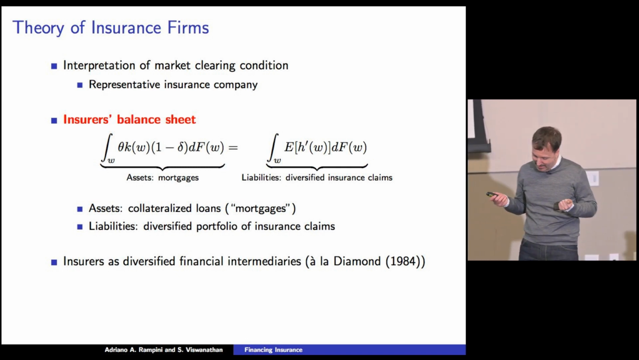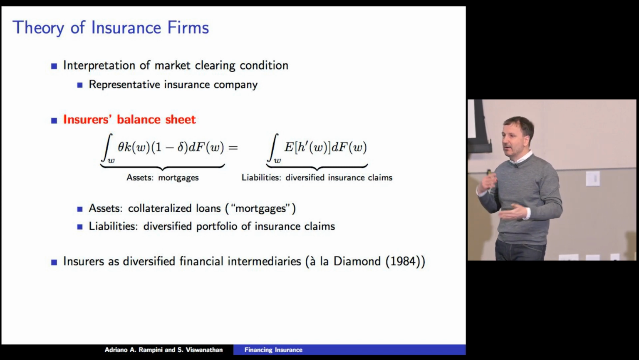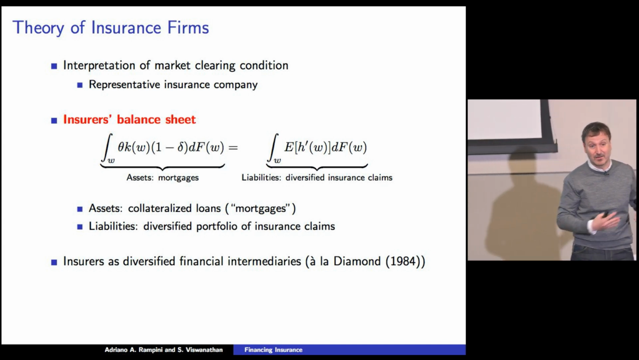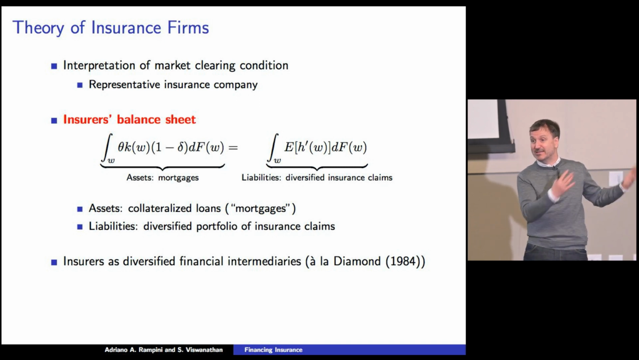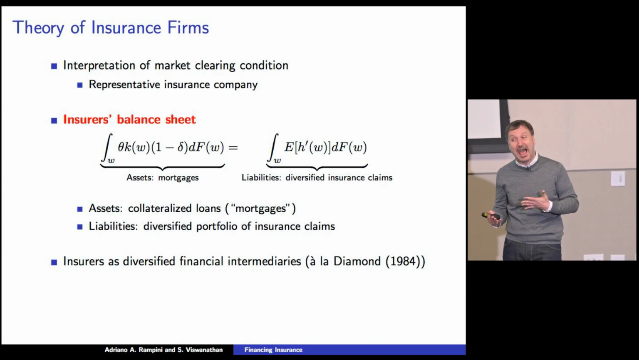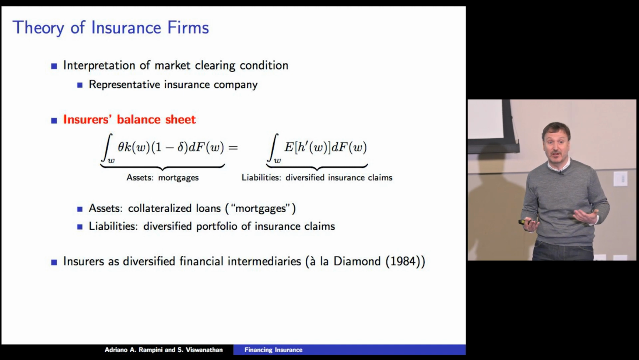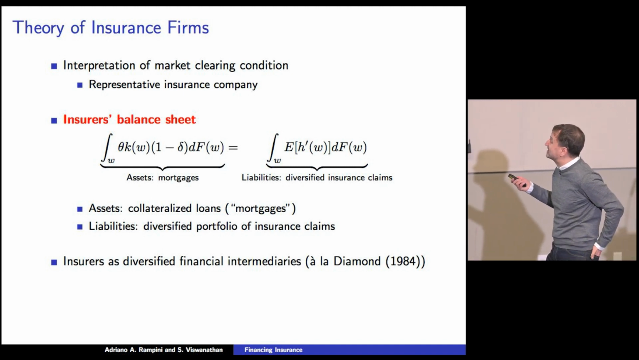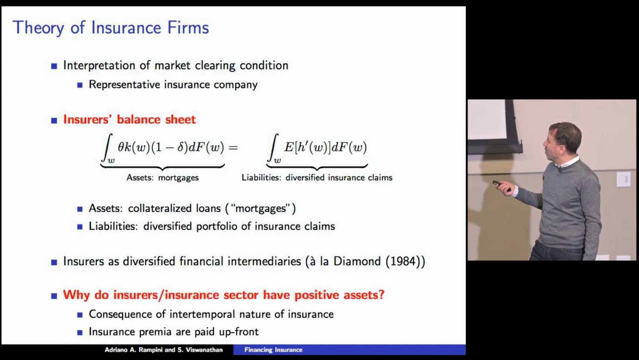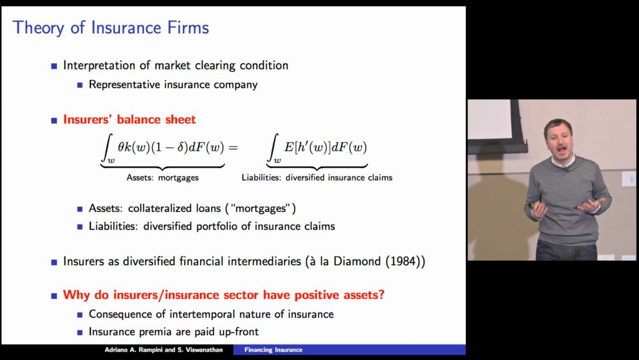There's a recent literature that has taken an interest in how the capitalization of the insurance company, of the insurance sector, matters for their pricing, for their asset allocation, for maybe fire sales, and so on and so forth. But it doesn't really have a theory of how the insurance sector is structured. This is a step in that direction, where insurance companies, or the insurance sector, have positive assets. And why?